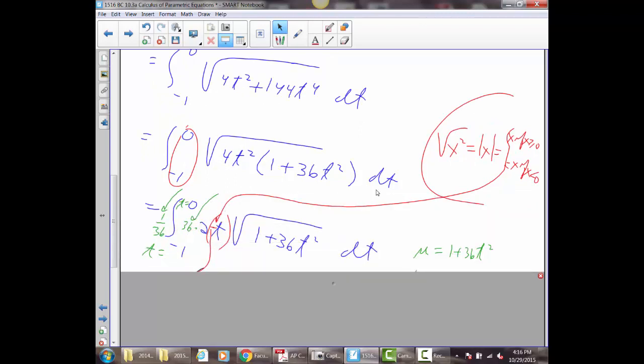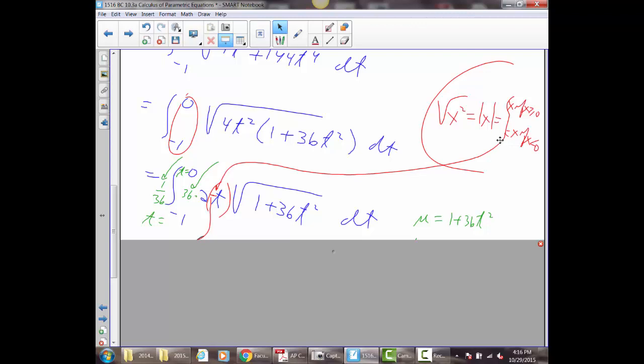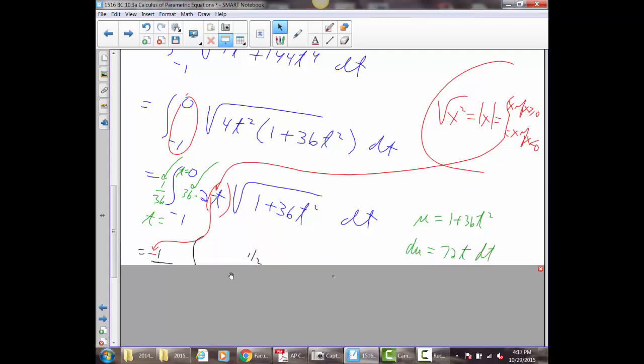The square root of t squared would normally be the absolute value of t. But remember, the absolute value of t is t if t is positive or 0, and negative t if t is negative. Well, t is negative here because it's between 0 and -1. So to get rid of that absolute value, once we take the square root of t squared, it's not t. This is a bit tricky. It is negative t. Now I'm going to let u equal the contents of my radical.